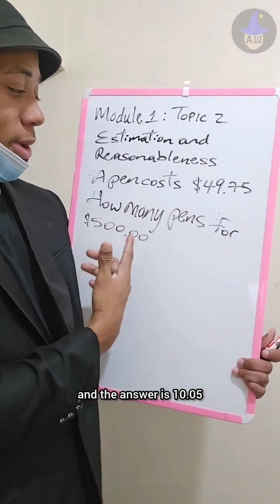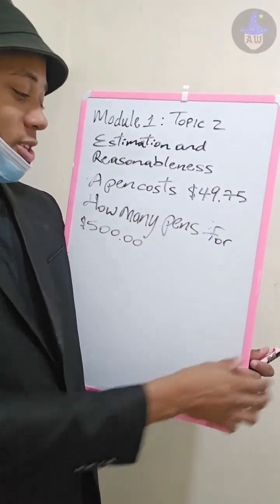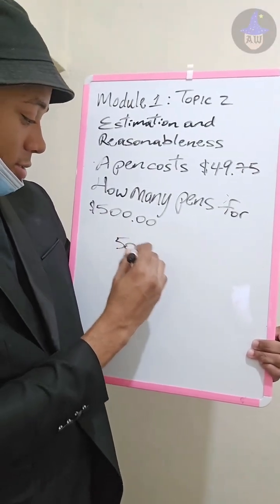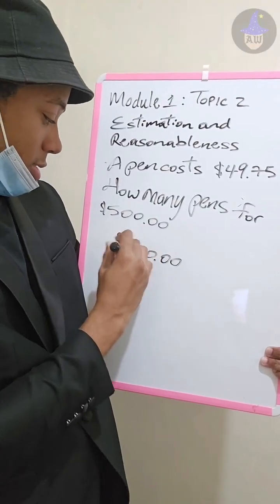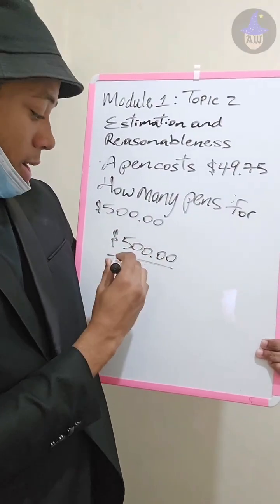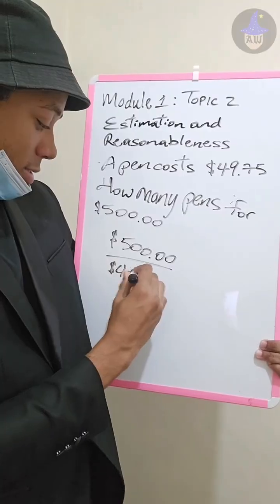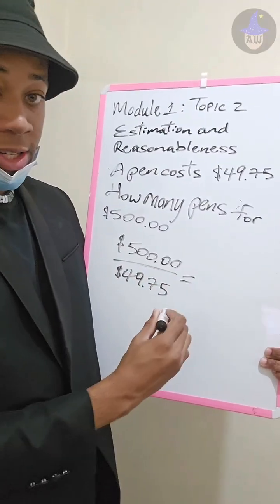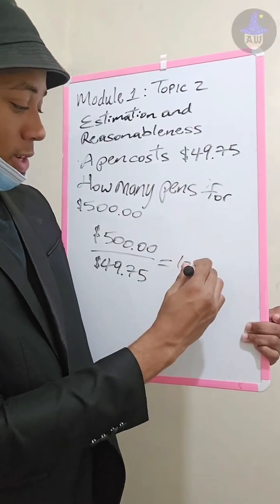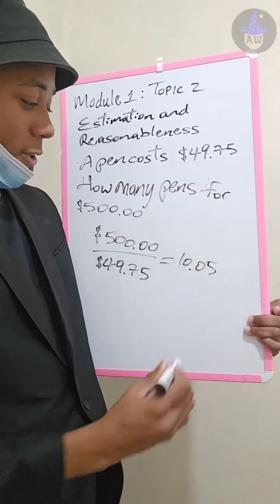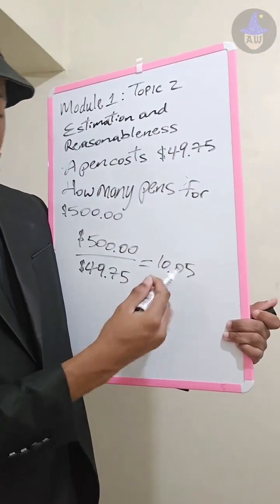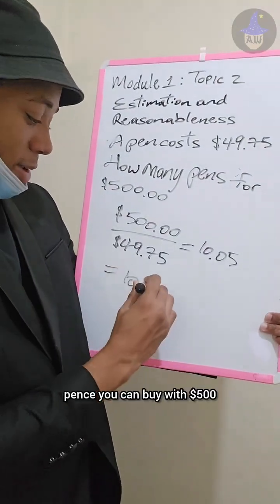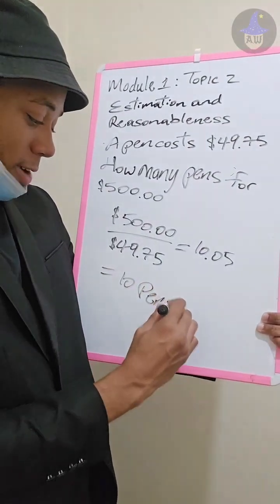Now it says a pen costs $49.75. How many pens can I get for $500? You divide. So 500 dollars, 0 cents, divided by 49.75, and the answer is 10.05. But you cannot buy 0.05 pens. So the answer is 10 pens you can buy with $500.